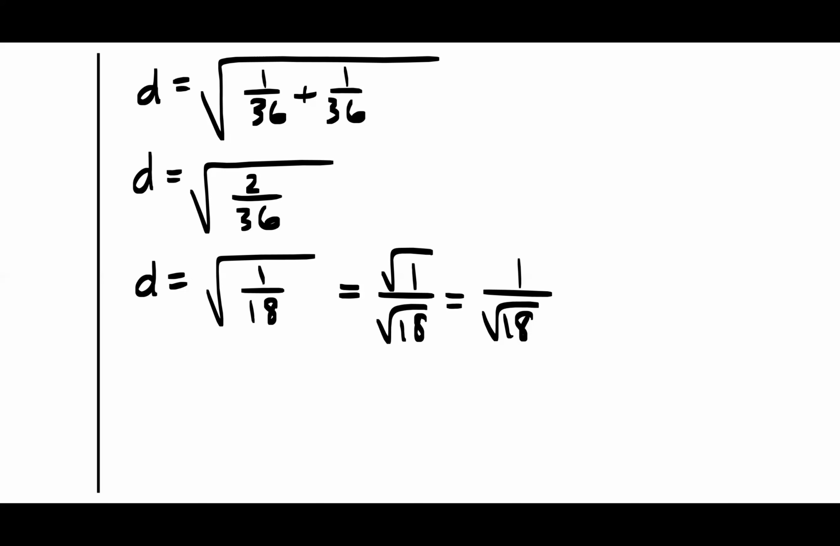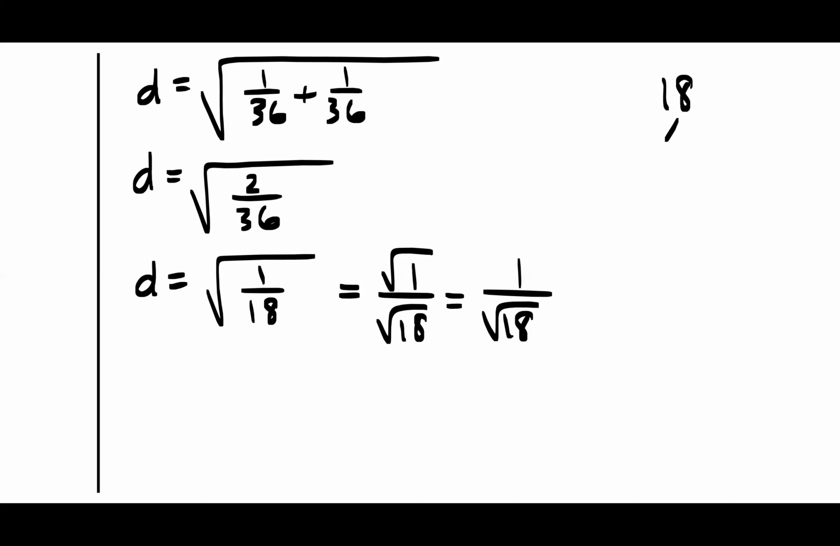How do we rationalize our denominator? Multiply it by the square root of whatever number it is. So multiply by the square root, in this case, of 18. Cool, okay, we can multiply top and bottom by square root of 18. That's one way, and it's totally legit.